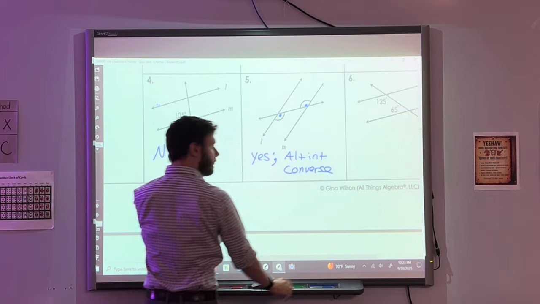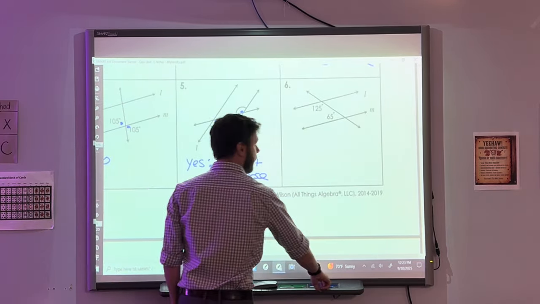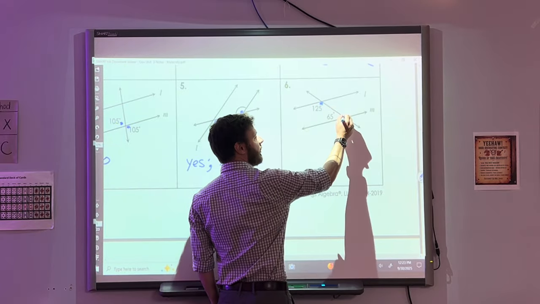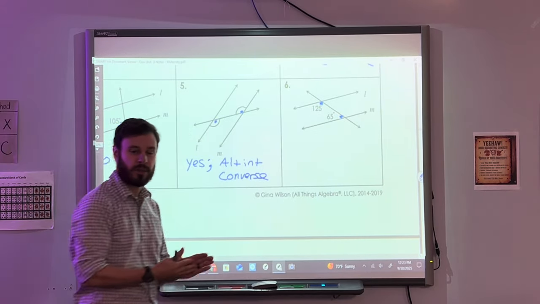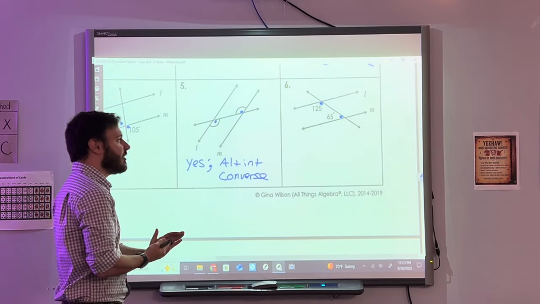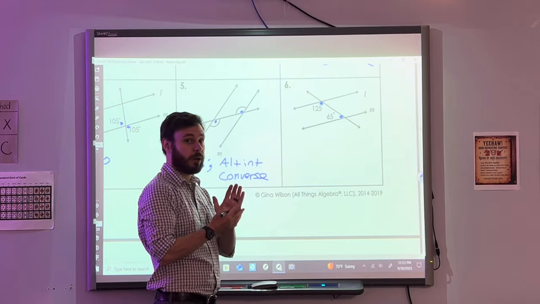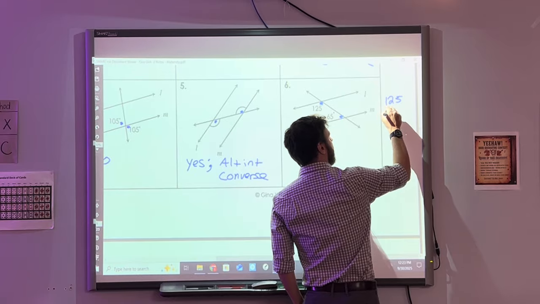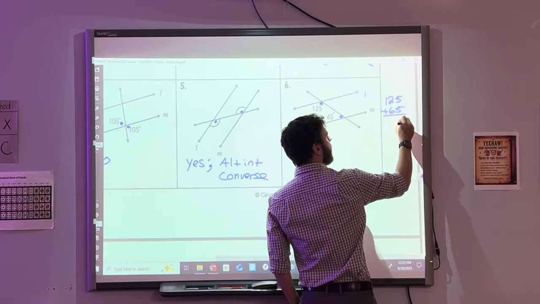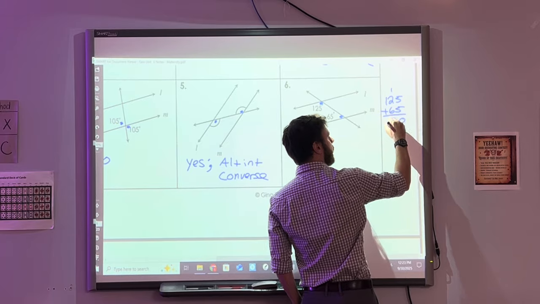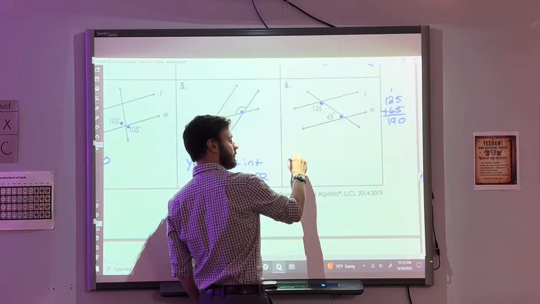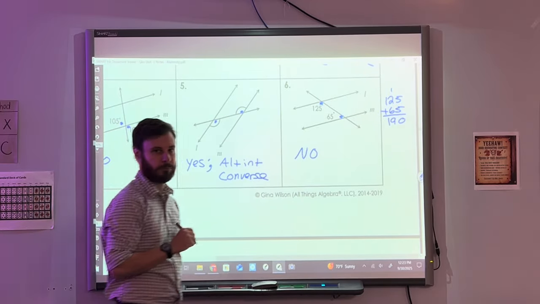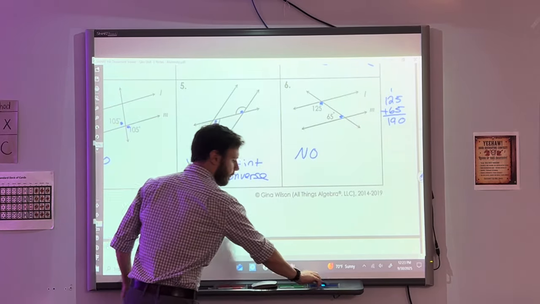And our last one. All right, how does this angle relate to that one? Both on the inside, both on the same side. That's consecutive interior. Those should add up to be 180. So 125 plus 65, it should be 180. 0, carry the 1. Ooh. Nope. Okay. It doesn't add up to 180. It's not what we want to see.